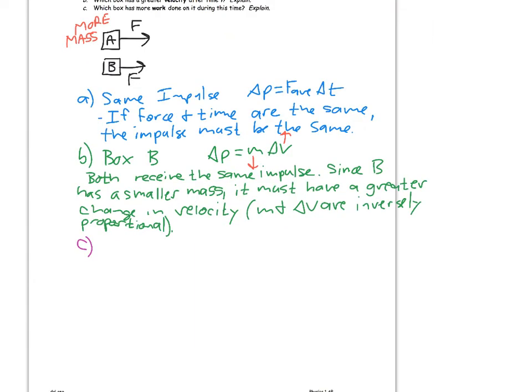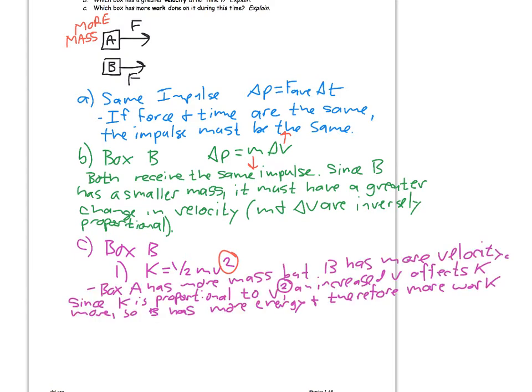And the last question here asks us which box has more work done on it, and that is also going to be box B. There's two ways of explaining it. We could think, first of all, about kinetic energy, and we could say that kinetic energy is 1/2 mv squared, and box A has more mass, box B has more velocity, but because kinetic energy is proportional to v squared, that increase in velocity affects it more, and therefore box B ends with more energy and therefore had more work done on it.